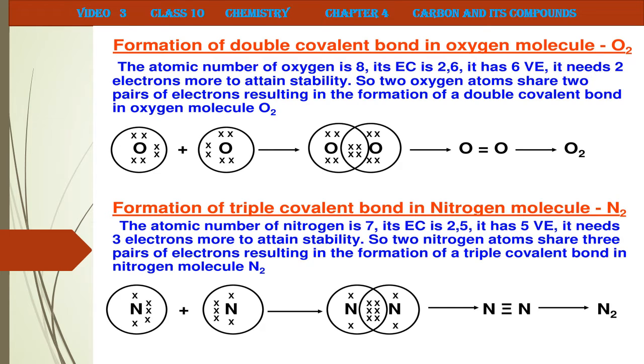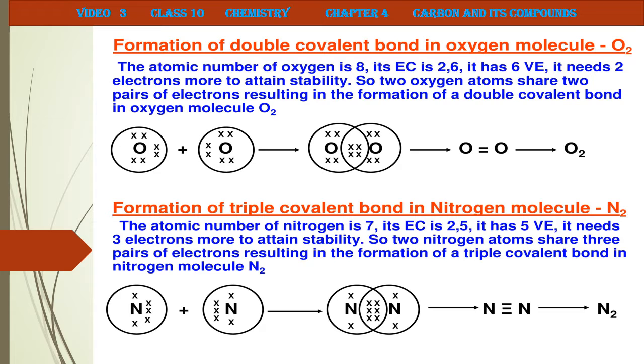So in continuation with video 2, where we had discussed the single covalent bond, which you have seen in hydrogen and chlorine, now we will see the double covalent bond in the oxygen molecule.